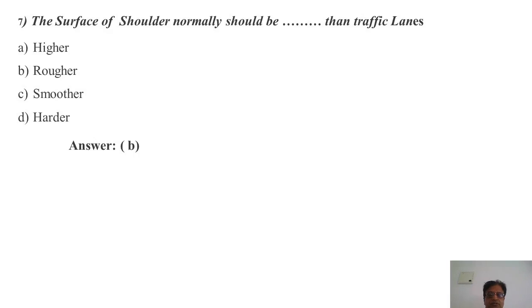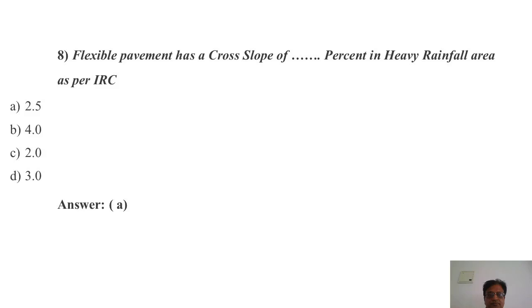The surface of the shoulder normally should be dash than traffic lanes: higher, rougher, smoother, harder. Answer is B. It should be rougher than the regular traffic lane, so that you are discouraging the shoulder from being used as a regular traffic lane. So it should be rougher. Flexible pavement has a cross slope of dash percent in heavy rainfall area as per IRC: 2.5, 4, 2, 3%. Answer is 2.5%, 1 in 40.